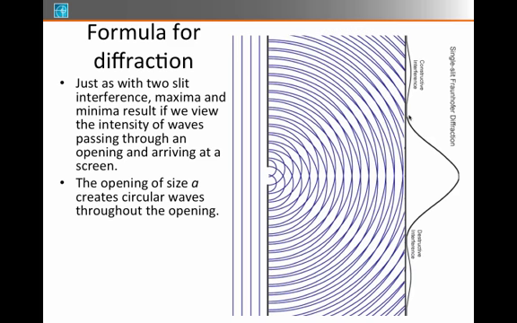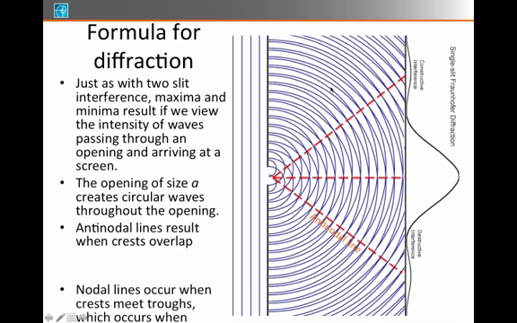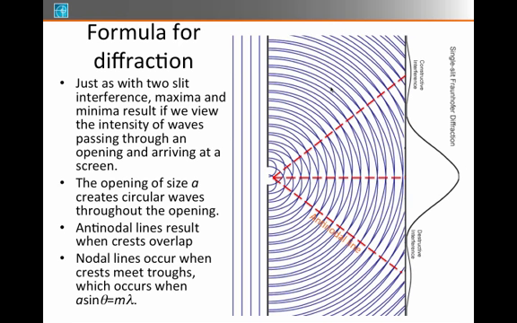The opening of the size of the slit A creates the circular waves coming through the opening, and the antinodal lines will come whenever crests start to overlap. Of course, nodal lines occur when crests meet troughs. There's an equation that we should know, and that is that the nodal lines, the places where complete destructive interference occurs, occur at certain angles off of the center axis when the following equation holds. A sine theta is m lambda.